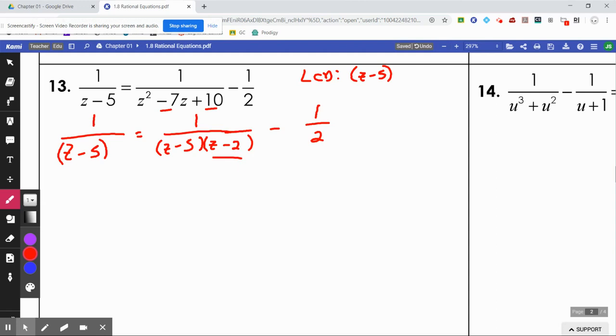It's going to have a z minus 2. And it's also going to have a regular 2, so I'm going to have to put a 2 out front there. So there's my least common denominator. Let's multiply every term by that to get rid of our fractions.